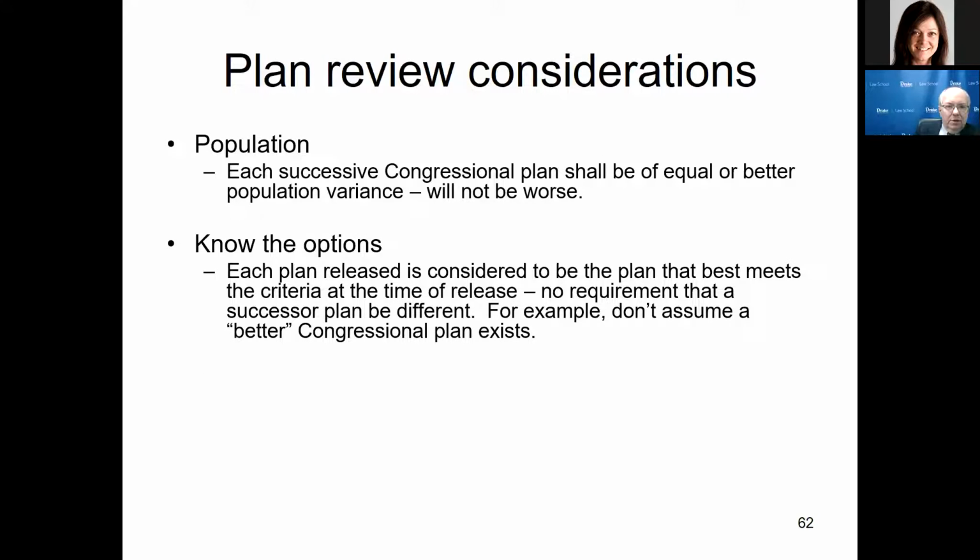Also important to note is the options. What are potential options? Each plan released by the Legislative Services Agency is considered to be the plan that best meets the criteria at the time of release. And there's no requirement that a successor plan be different. The Legislative Services Agency does not create like 3 plans and hold back better plans for consideration as plans 2 and 3. We provide the best plan we can for each round of redistricting. So don't assume that a better congressional or legislative plan may exist.